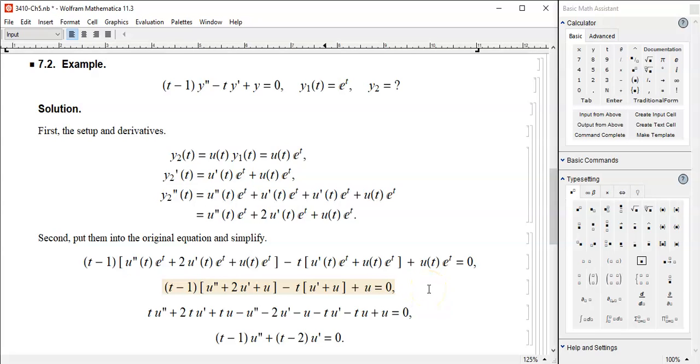And what do you get? Break up all the parentheses, and then rearrange, we get this equation: t minus 1 u double prime plus t minus 2 u prime is equal to 0.